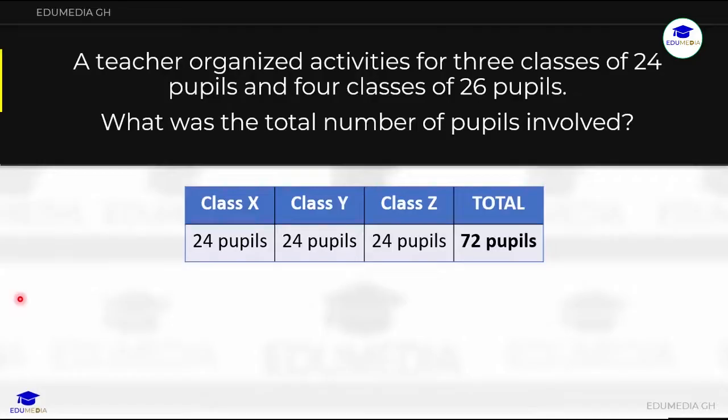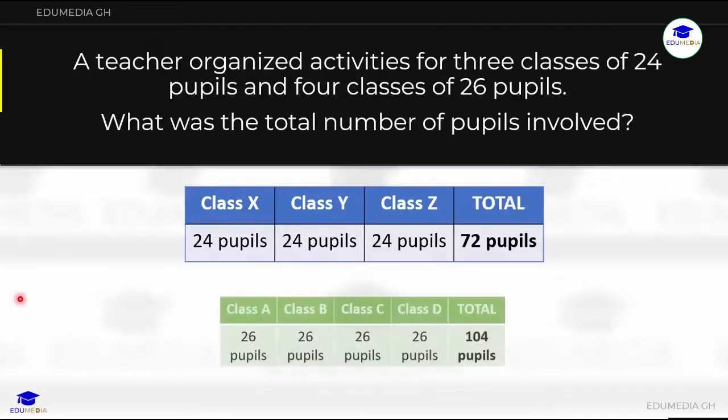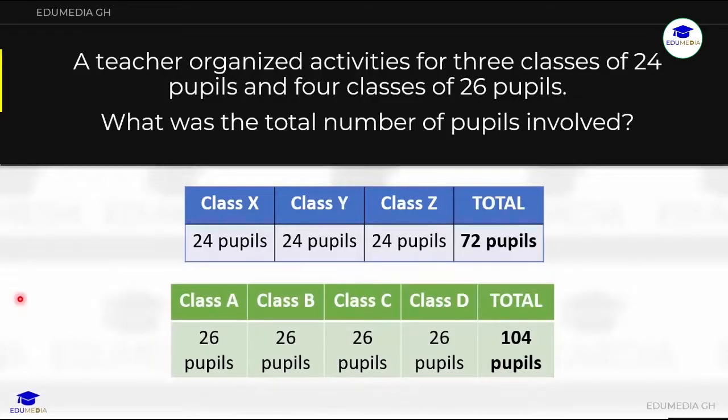The next aspect of the question is the second category, that is 4 classes of 26 pupils. So what we have here is Class A having 26 pupils, Class B having 26 pupils, Class C having 26 pupils, and Class D having 26 pupils. Putting all this together, we get 104 pupils.